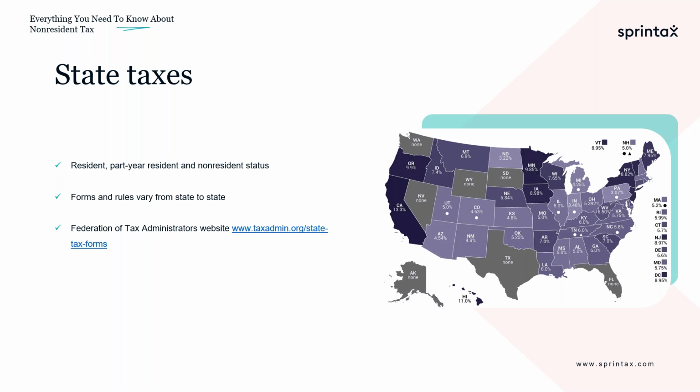If you're using the Sprintax system, the system will determine if you need to file state or not for one or multiple states, depending on your circumstances, and Sprintax will have the option then of preparing your state tax return for you.